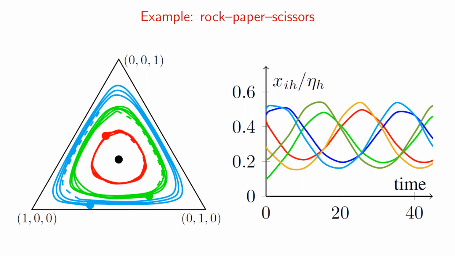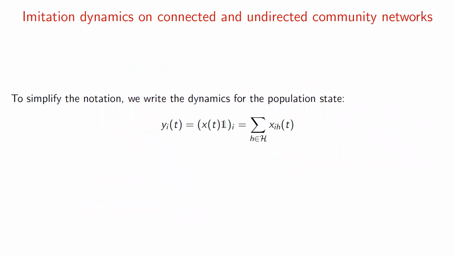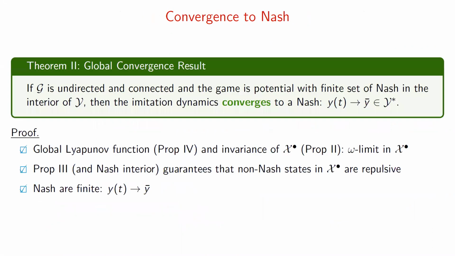Any other questions for Lorenzo? I have one. So in one of the convergence results, you require the finiteness of the Nash equilibria. Is that almost always verified, or is it very unlikely that you will have an infinite set of Nash equilibria?